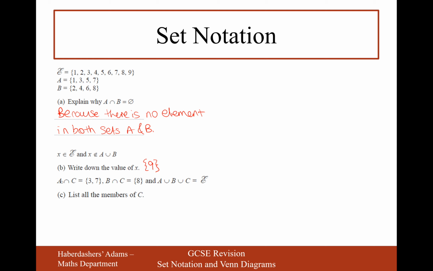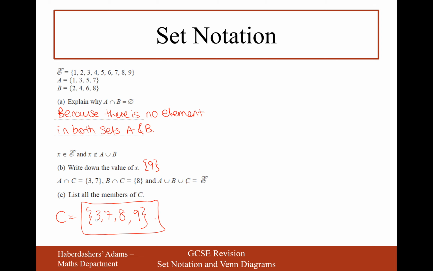Okay, moving on to the last one. A intersection B, so A intersection C, is 3 and 7. So we know that set C has the numbers 3 and 7 in it. We also know that B and C have the intersection of the number 8, so it must have the number 8 in it. And we also know that A or B or C adds up, effectively, to make the universal set. So it must also contain the element 9, because A and B and C combine together to at least make up the universal set. So this is the answer to C.